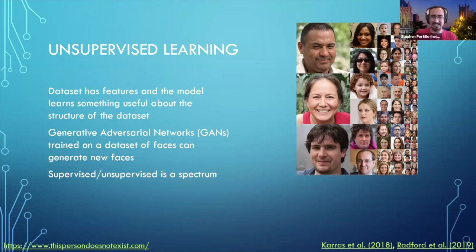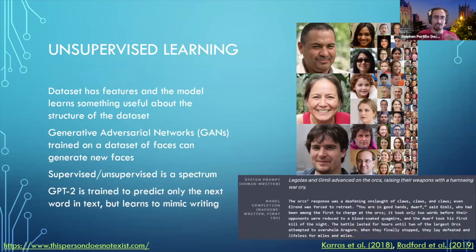People often talk about this dichotomy of supervised and unsupervised, but I really think it's kind of a spectrum. As an example of something that's in between, in the natural language world, there's this model called GPT-2. And it's sort of supervised because what it's trained to do is, if you give it a bunch of writing, its target is to predict the next word that comes in the sentence. So it's kind of supervised because the features are the previous words. The target is the next word.